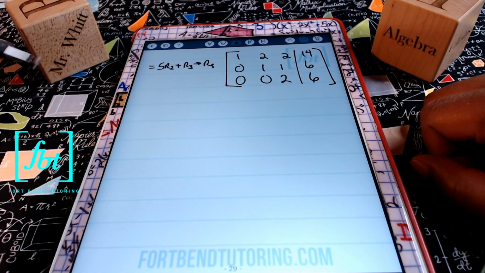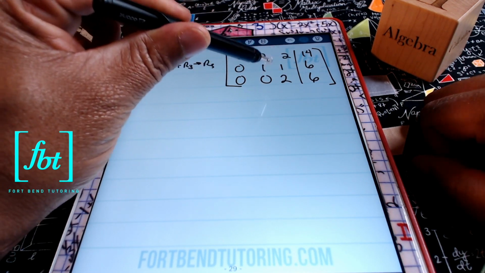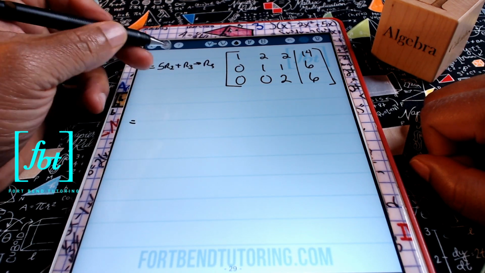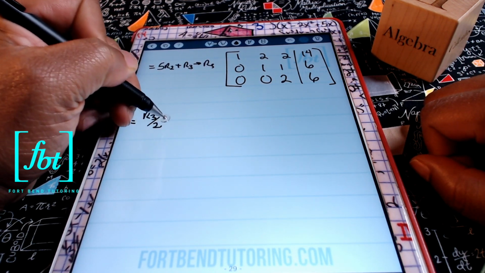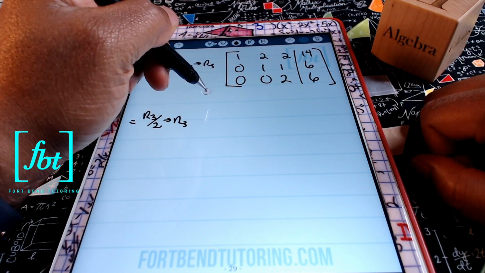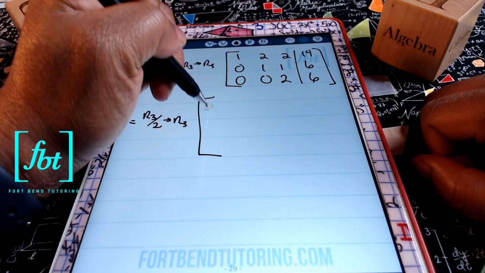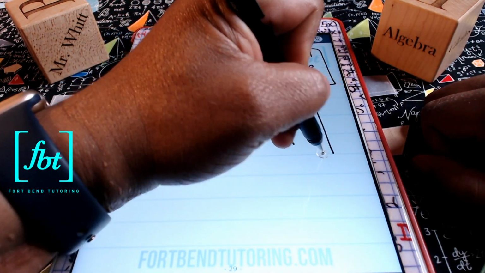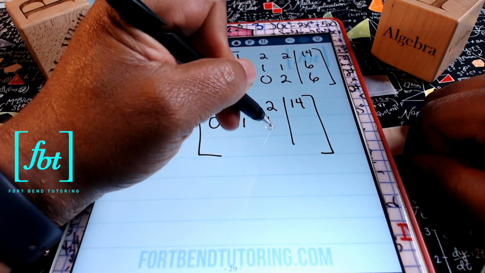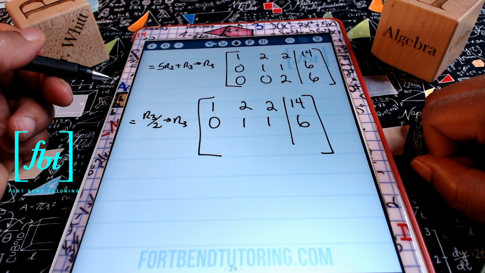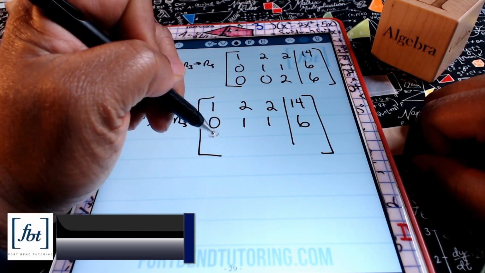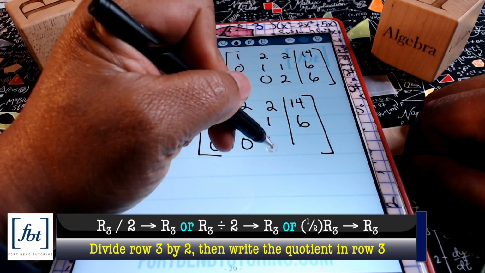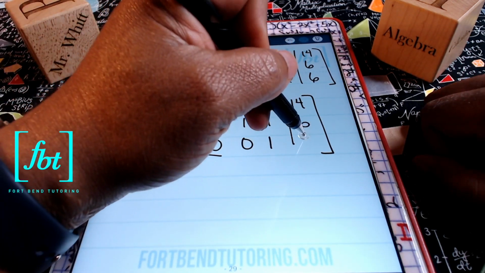And what is that last step? You got it. Putting a 1 right here where that 2 is in the third row. We can easily do that by dividing row 3 by 2, putting the result in row 3. That means that our first 2 rows will go unchanged. So just bring that information down, guys. 0, 1, 1, 6. And now divide every element in row 3 by 2. So 0 divided by 2 is 0. 0 divided by 2 is 0. 2 divided by 2 is 1. And 6 divided by 2 is 3.